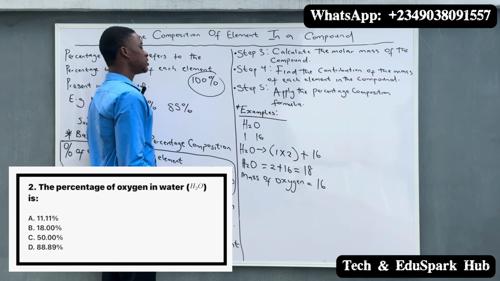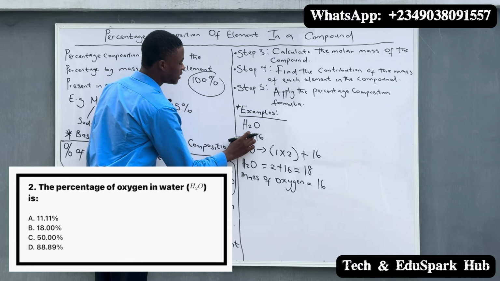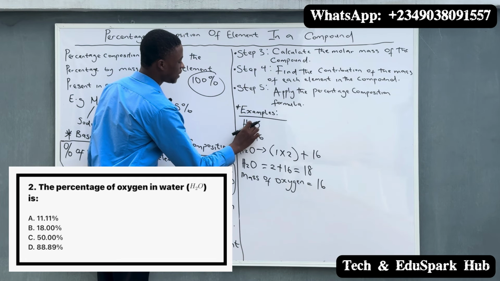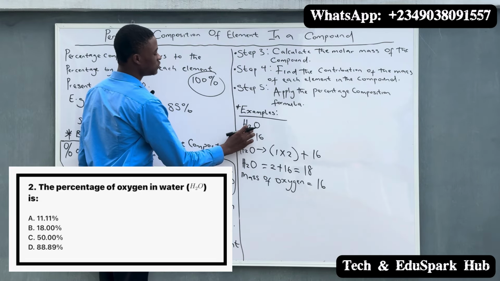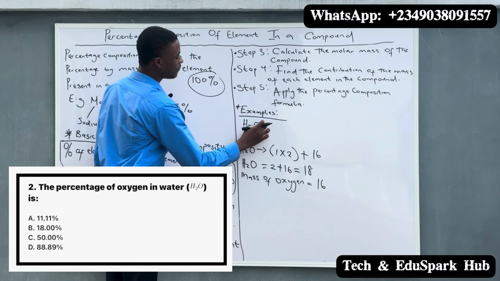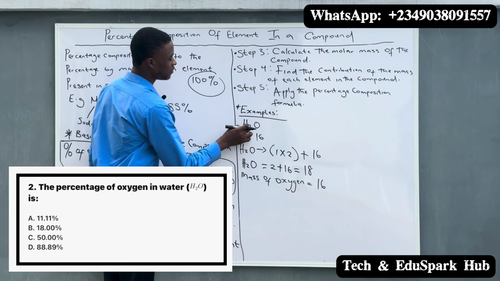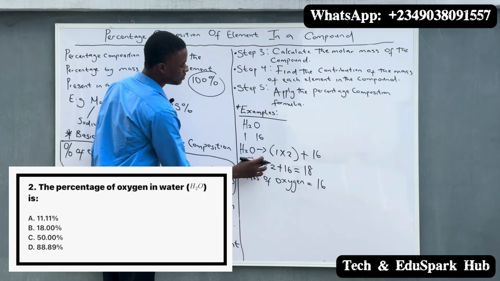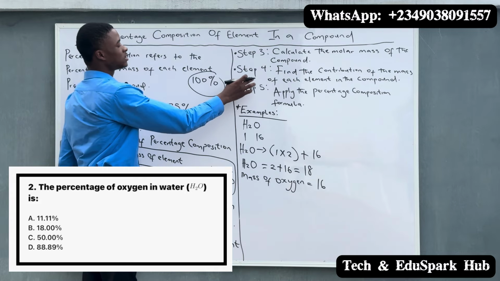But assuming the question was asking us to calculate the mass contribution of hydrogen, we would multiply the atomic mass of hydrogen by the mass contribution, which is 2. So the mass contribution of hydrogen will be 2, but oxygen here has just a single atom with no multiplier, unlike hydrogen that has 2 in this case. That is why we are using the mass contribution of oxygen to be 16. So this is all about the step 4 formula.